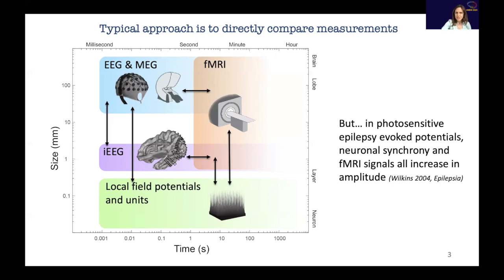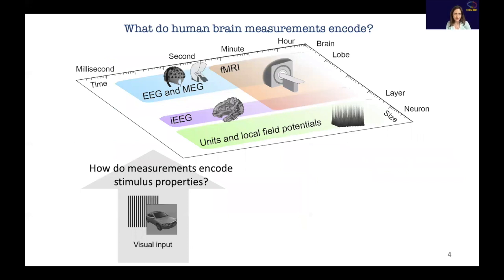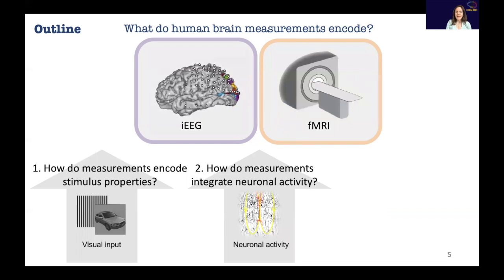So what I would like to do today is to provide a different framework where we don't do direct comparisons between measurements, but we think about what these measurements encode in terms of stimulus properties, and particularly in terms of visual input is what I'll be showing, and in terms of how these measurements integrate neuronal activity underneath the electrode or within the voxel measured with fMRI. And I will focus on that for both intracranial EEG and fMRI.